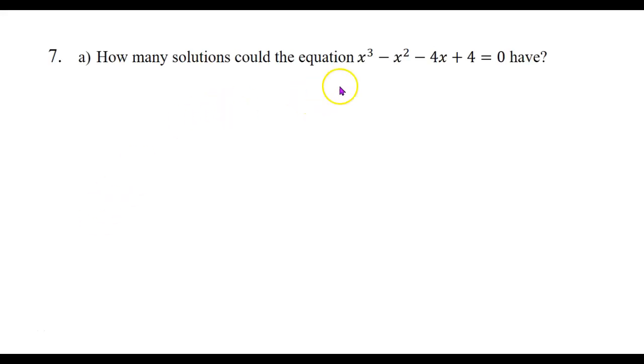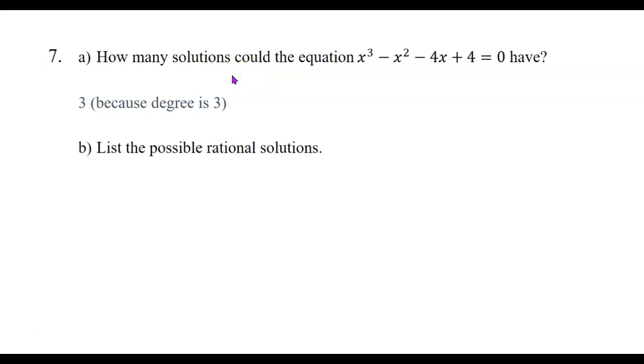How many solutions could the equation x cubed minus x squared minus 4x plus 4 equals 0 have? Well, the degree is 3, so it could have 3 solutions. This degree 3 polynomial could have 3 zeros.